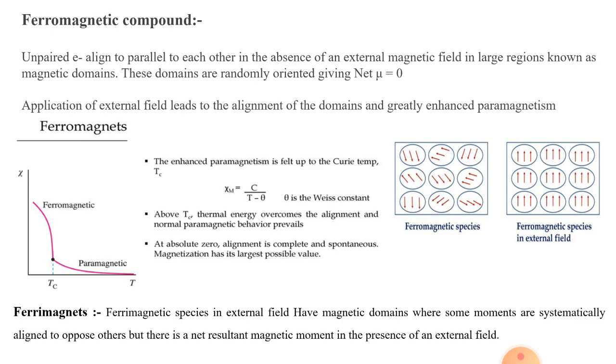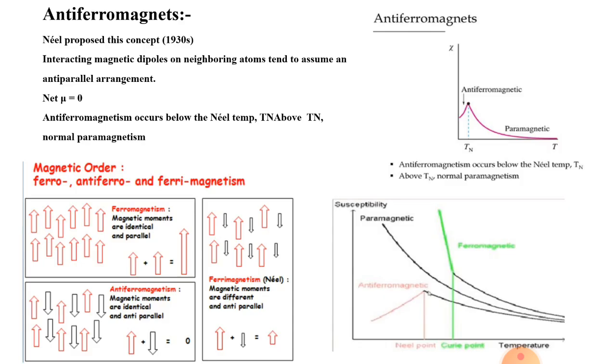Ferrimagnetic. In the case of ferrimagnetic species, the external field has magnetic domains where some moments are aligned so as to oppose, but there is a net resultant magnetic field in the presence of the external field.